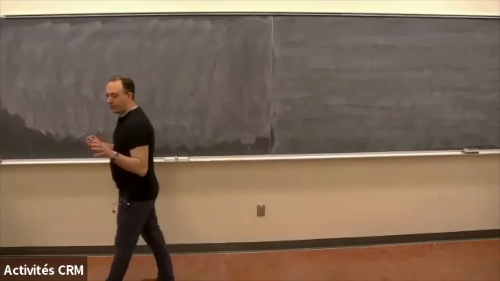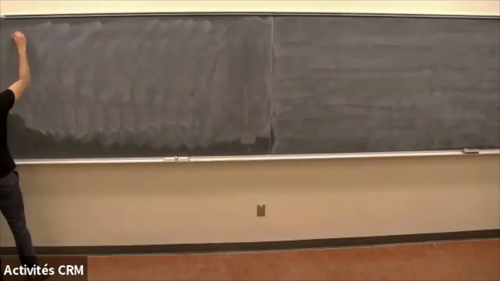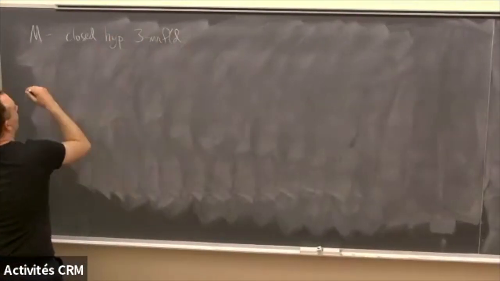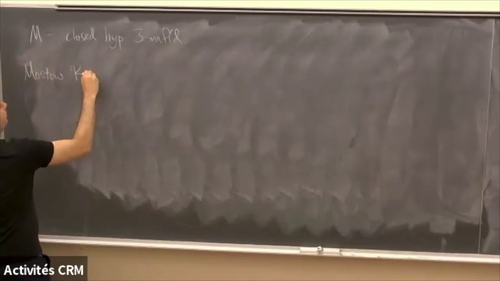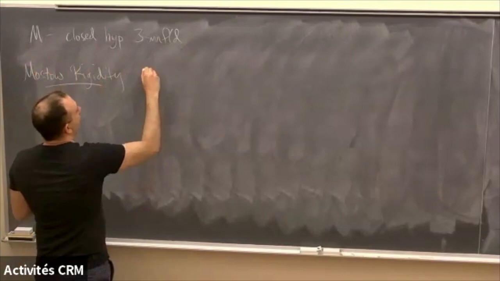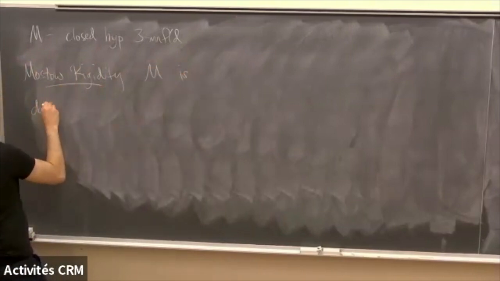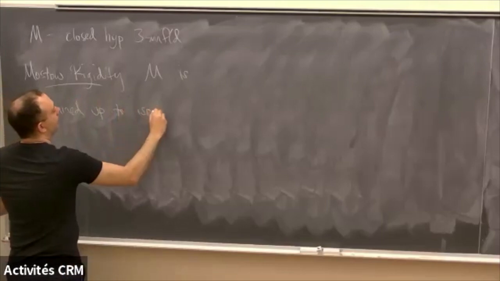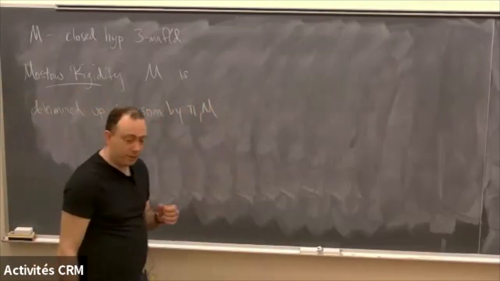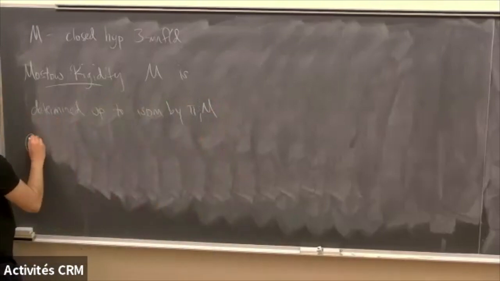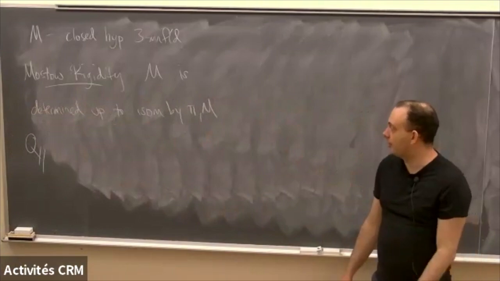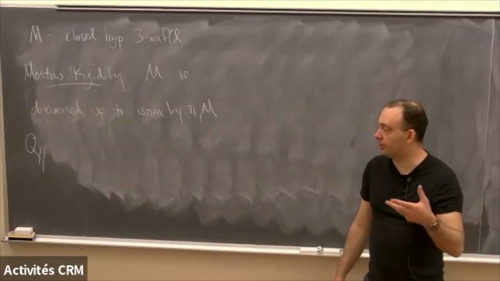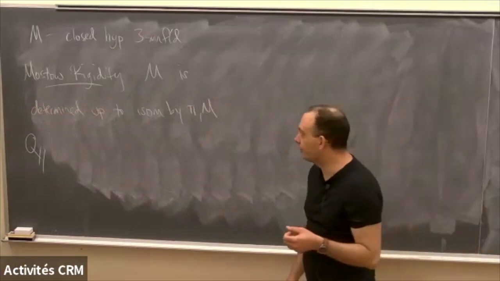All right, so throughout the entire talk today, M is going to be a closed hyperbolic three manifold, and I think multiple people have mentioned the Mostow rigidity theorem, which says that M is determined up to isometry by its fundamental group. So the question we're going to talk about today is, if M is determined up to isometry by its fundamental group, then you should be able to take algebraic invariants of pi1 of M and say how they relate to the geometry and topology of the manifold.